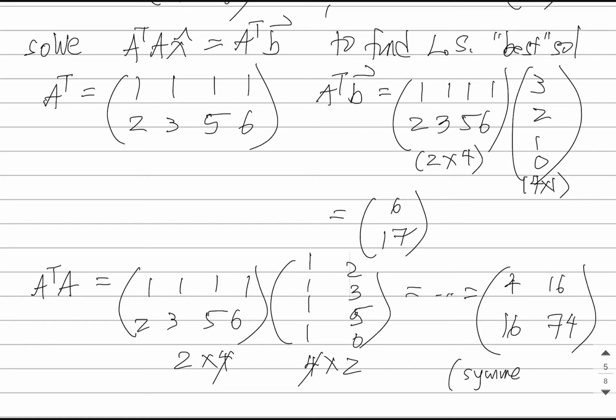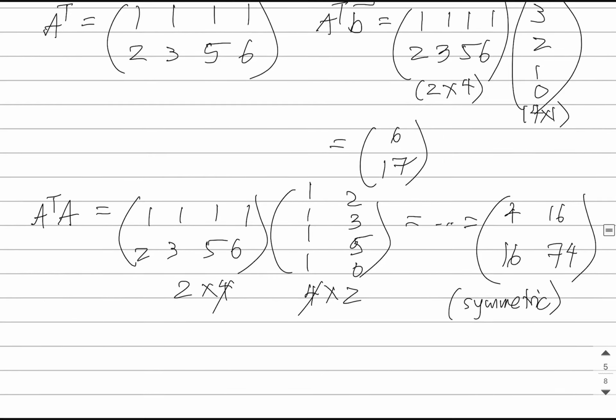One of your homework questions was always to show that A transpose A is always a symmetric matrix. Symmetric matrix means that the diagonal entries could be different, but anything off the diagonal is kind of reflected. Those are going to be the same.